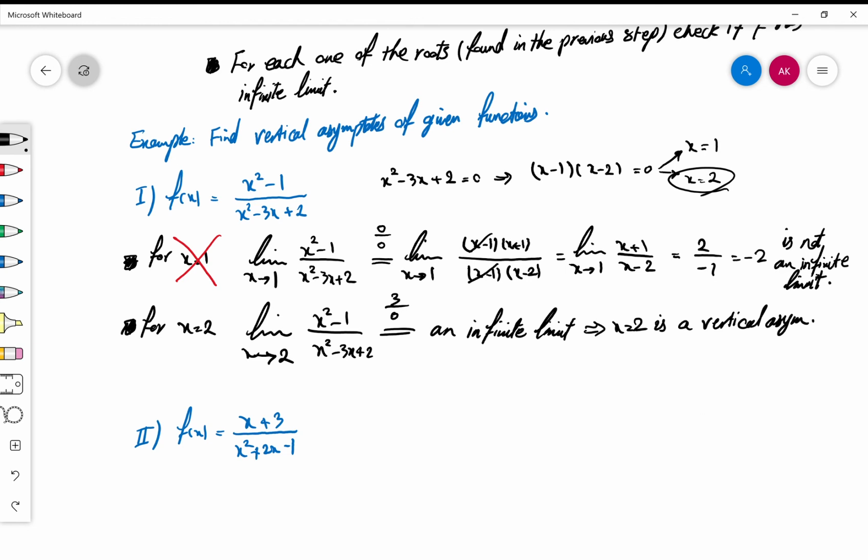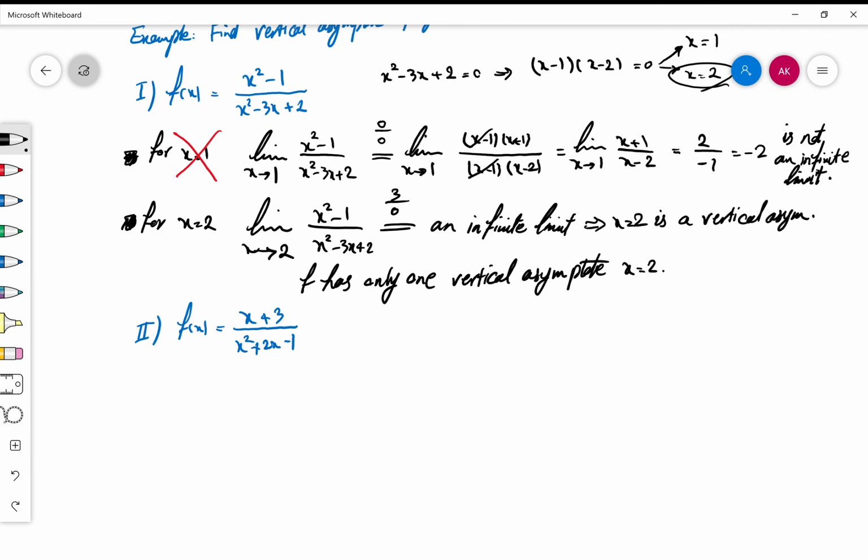And as a result, f has only one vertical asymptote, x equal to 2. The denominator had two roots, but here now we have only one vertical asymptote. Let's do the other one.